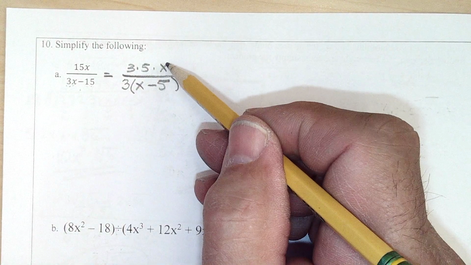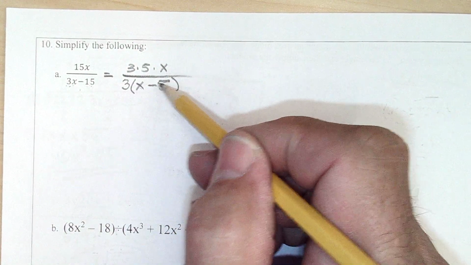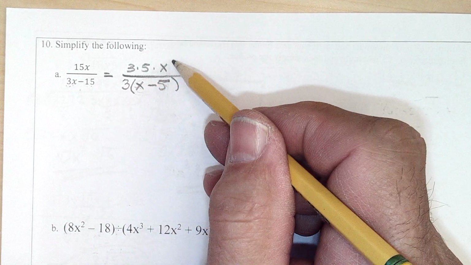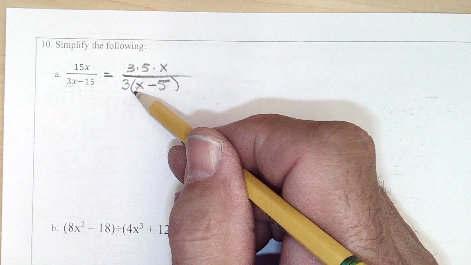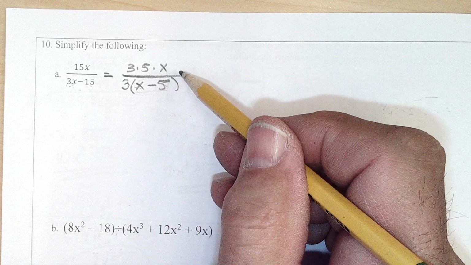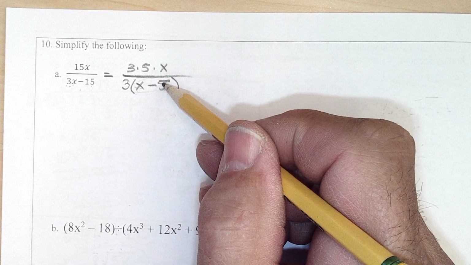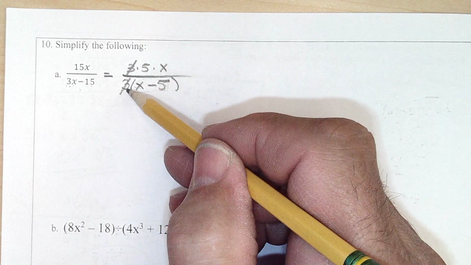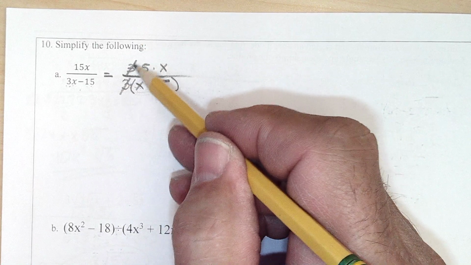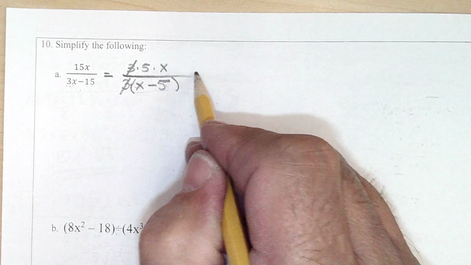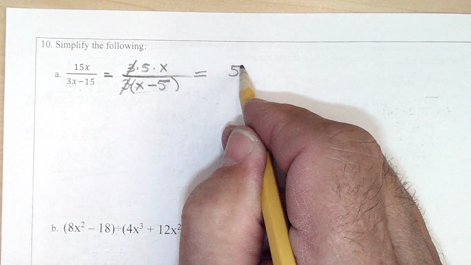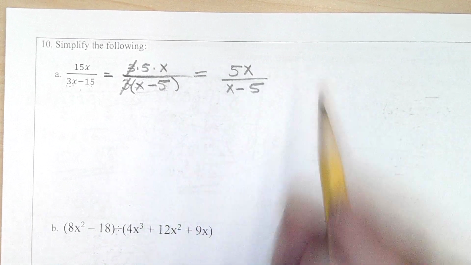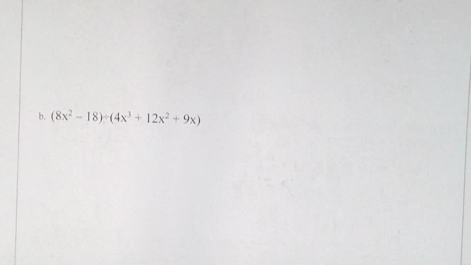Now, you can't cancel when they're added or subtracted to something else unless it all looks the same. There's no x minus 5 up here, so the x minus 5 cannot be reduced. This 5 can't go in there and cancel just part of this. But the 3 and the 3, that's a whole thing that's multiplied. Those can cancel. So the answer to this problem is simply 5x over x minus 5. Nothing more to do to that one.